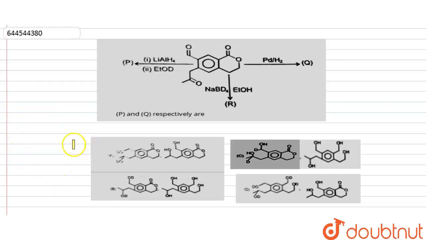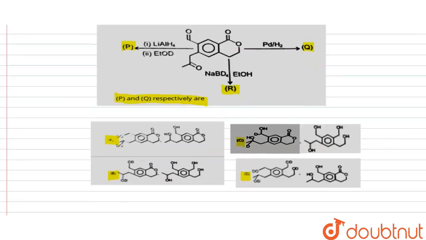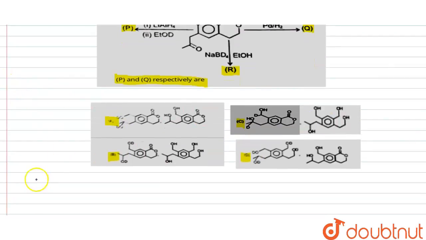Hello everyone. Let's start the question. The question says that here we are provided with a sequence of reactions with different reagents, and the products formed are P, Q and R in those cases. So here we have to carry out the sequence of reactions and then identify the structures of P and Q respectively from the four options labeled A, B, C and D provided in the question. So let us start the solution to our question.